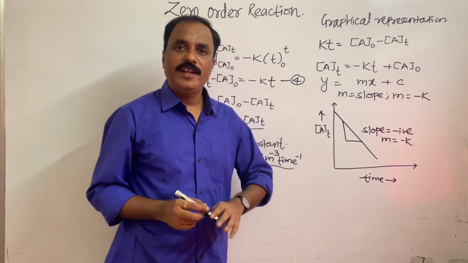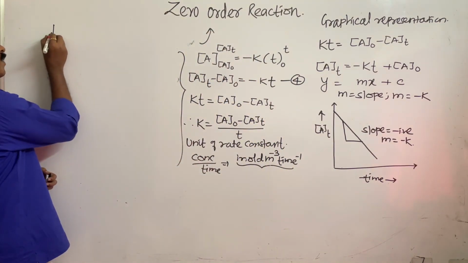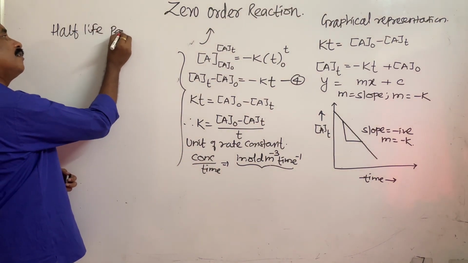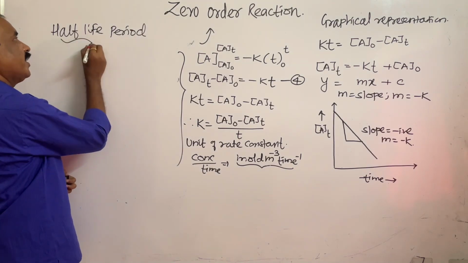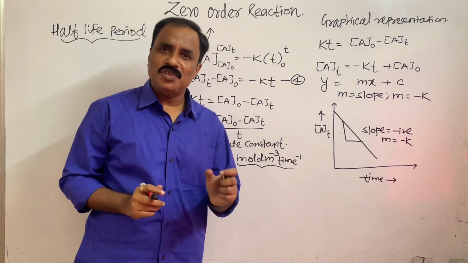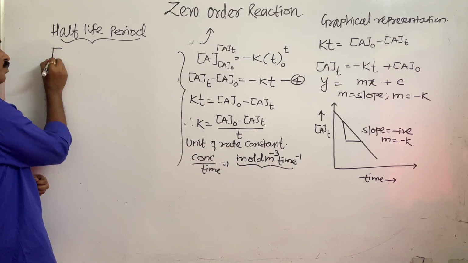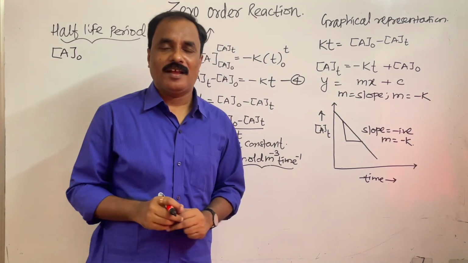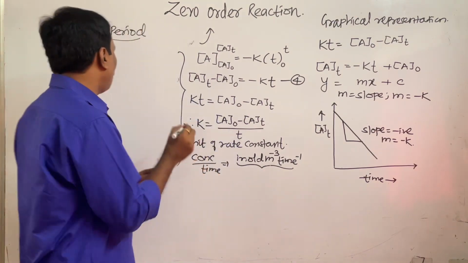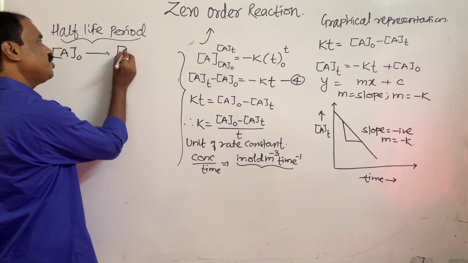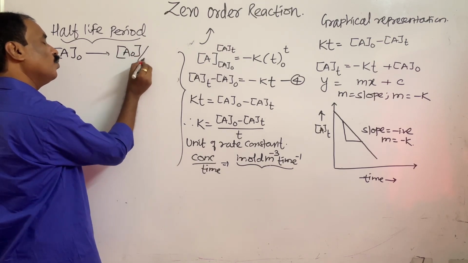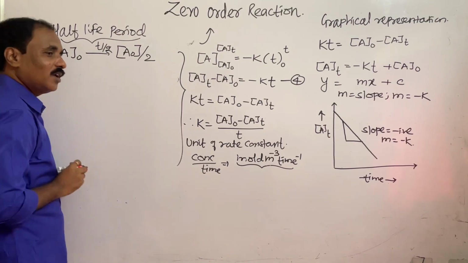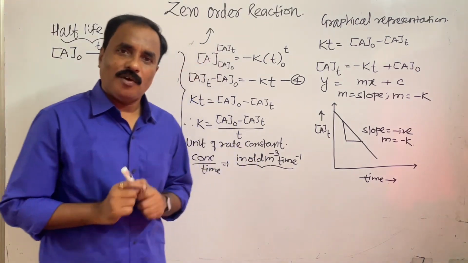Now half-life period in zero order reaction. The initial concentration of reactant is A0. What will be its half concentration? Its half concentration will be A0 by 2. The time taken for this, that time is said to be what? Half-life period.